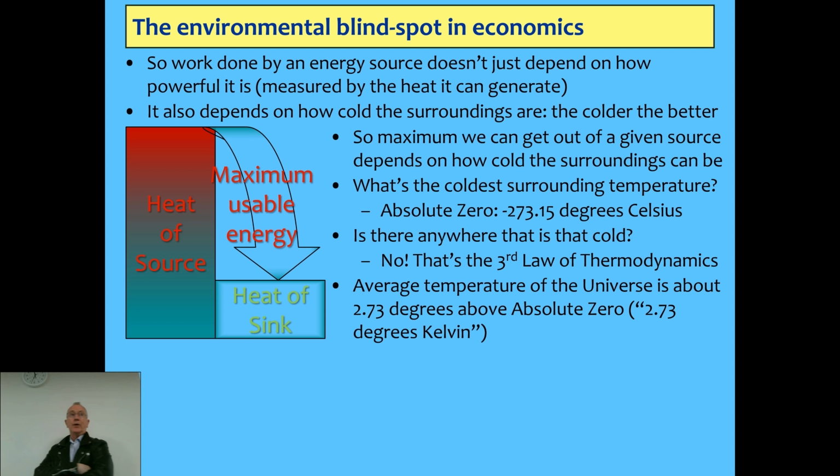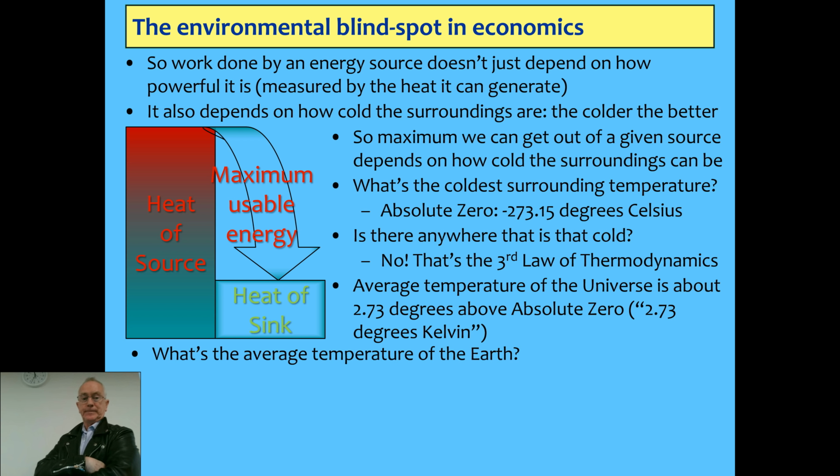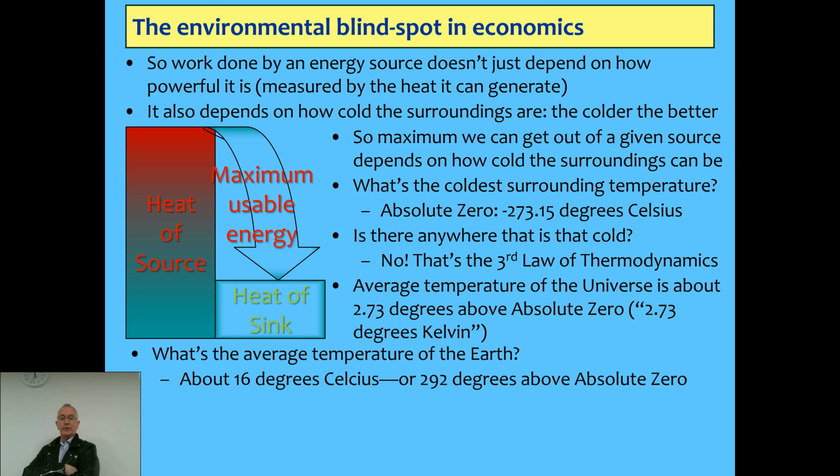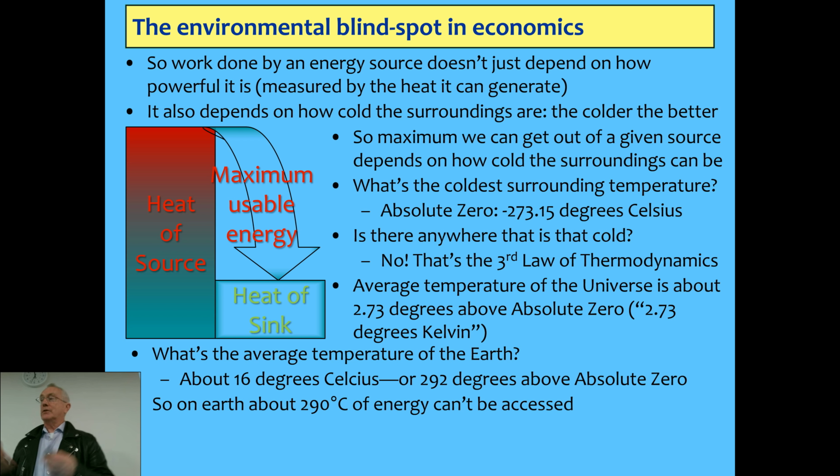So there's no way to exploit all the energy in any energy source, because even if we're doing stuff in outer space, we'd still have a temperature that meant a couple of degrees of energy to be wasted. So the average temperature of the Earth is about 16 degrees Celsius, which is 292 degrees above absolute zero. So that much of the energy that exists, we can't actually harness, so long as we continue producing on Earth.